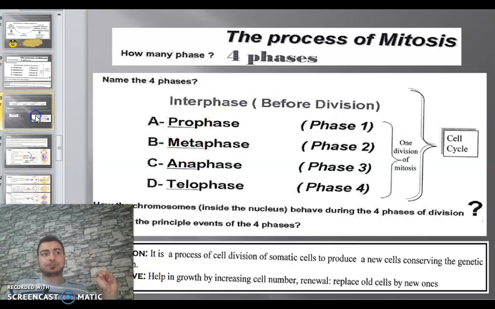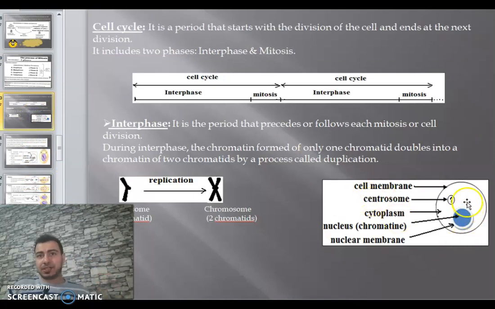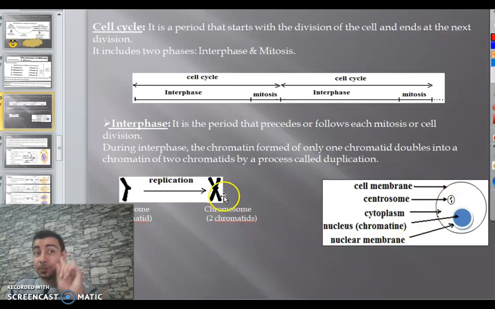Now, the cell during interphase. This is the cell during interphase. During interphase, the cell has a centrosome. Centrosome or centriole, not centromere. Centromere is the middle of the chromosome. Centrosome is an organelle that distinguishes animal cells from plant cells. It is found in animal cells, but not in plant cells.